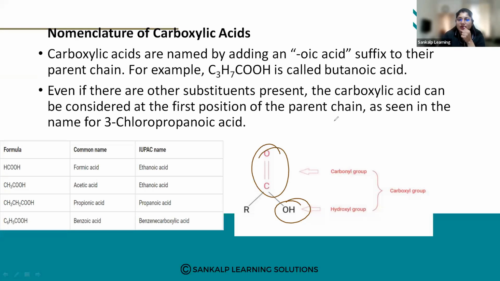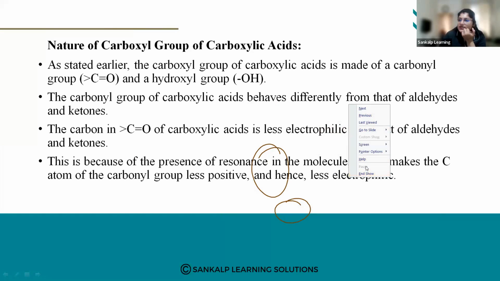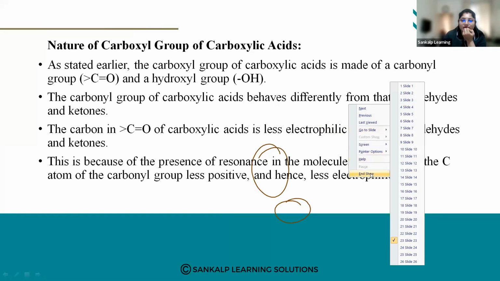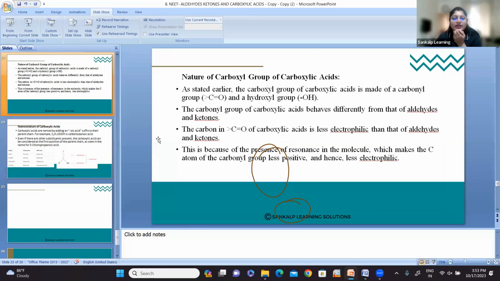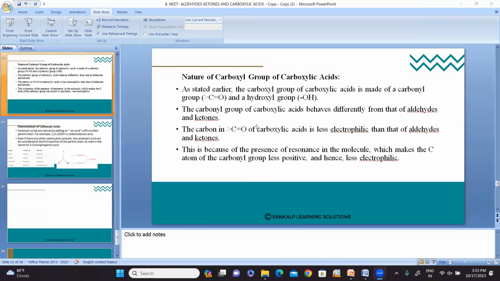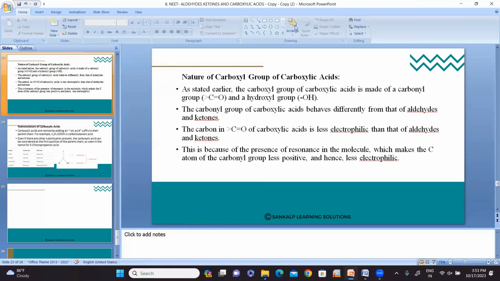Okay, so in this chapter we have studied some of the important name reactions of aldehydes and ketones, right? And today we have started with carboxylic acid. So this completes your synopsis part of aldehydes, ketones, and carboxylic acid. In the next class, we'll be seeing some MCQs based on this chapter. I hope this is clear. So the synopsis part is clear.